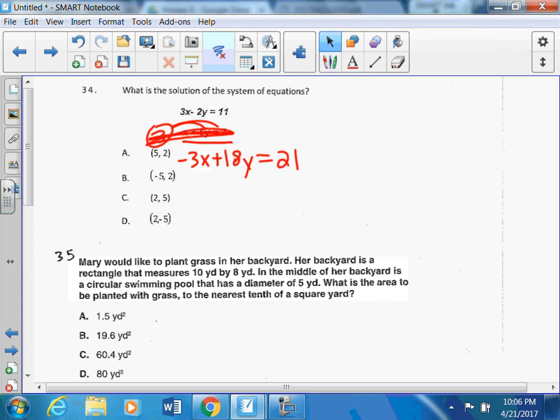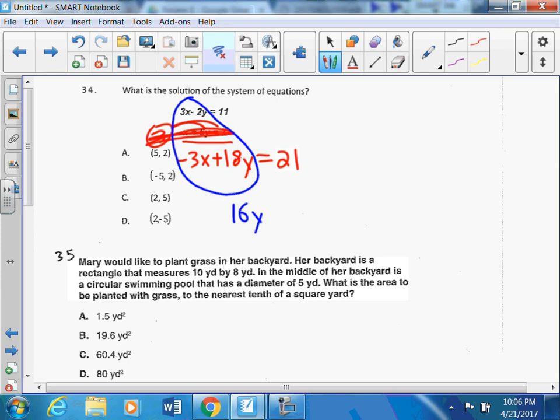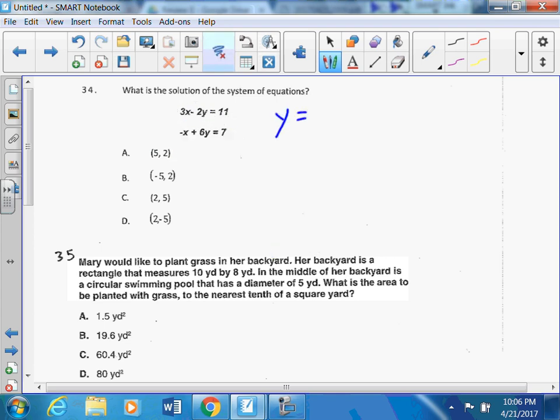And we're going to combine here, the x's cancel. When you combine, negative 2y plus 18y is 16y. 11 and 21 equals 32 when you combine them. And you divide by 16, y equals 2. So if y equals 2, here I see a 2.